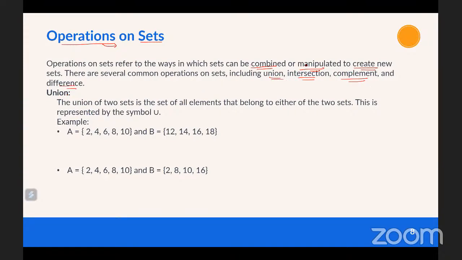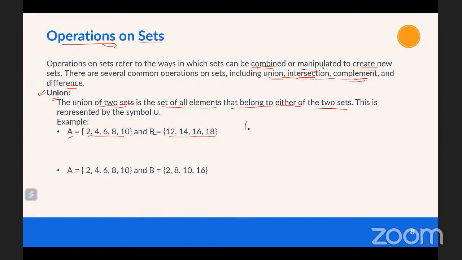So we have to understand what these different operations on sets are, right? First we will understand what is union. The union of two sets is the set of all elements that belong to either of the two sets. So what does this mean? Suppose you have two sets, set A and set B, with elements as mentioned here. So you see, a union is just the sum of all those elements. I mean, not the sum. It will be a set which contains the elements of both the sets.